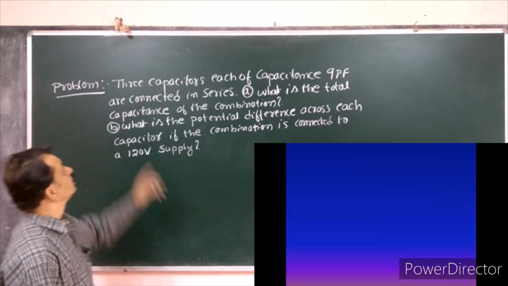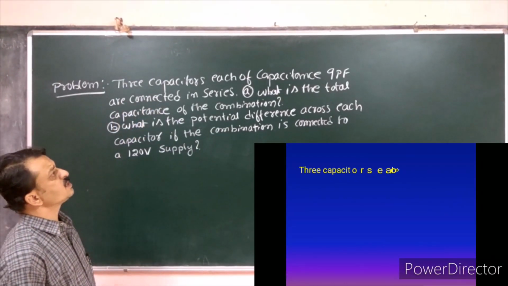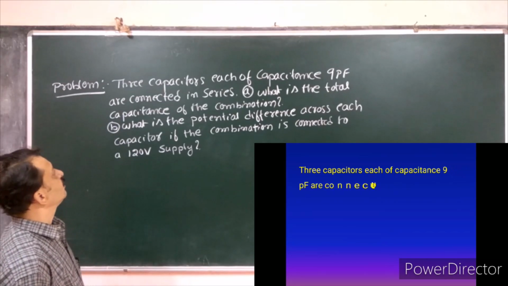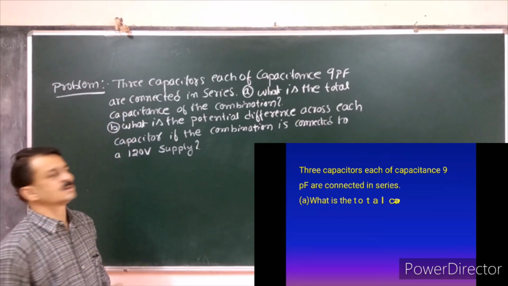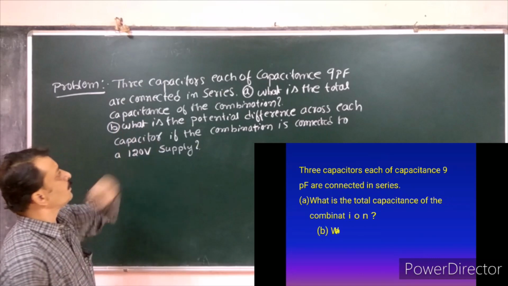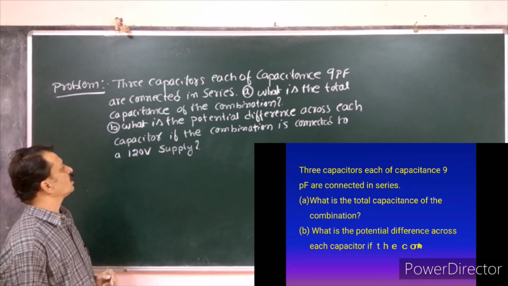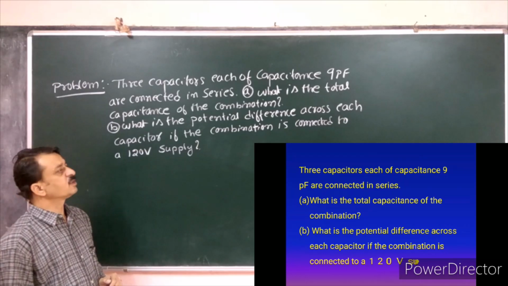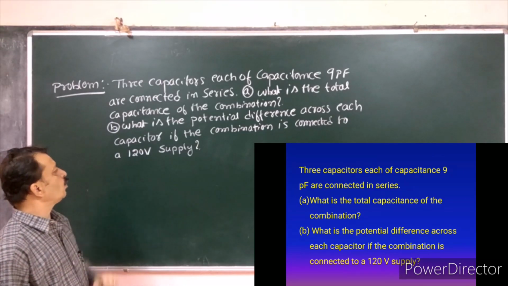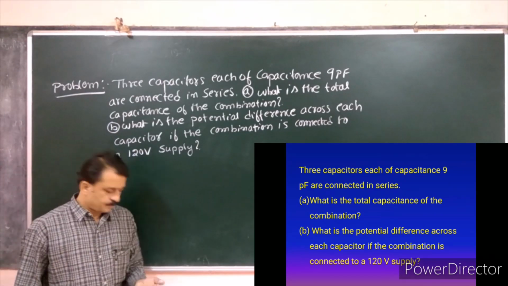Next problem, 3 capacitors each of capacitance 9 picofarad are connected in series. What is the total capacitance of the combination? What is the potential difference across each capacitor if the combination is connected to a 120 volt supply?